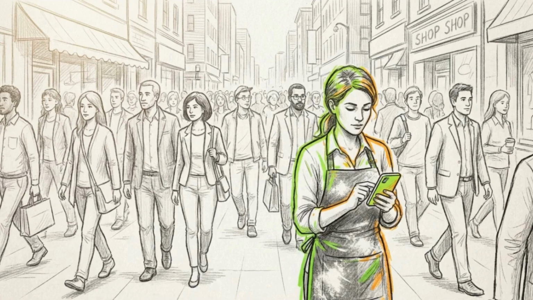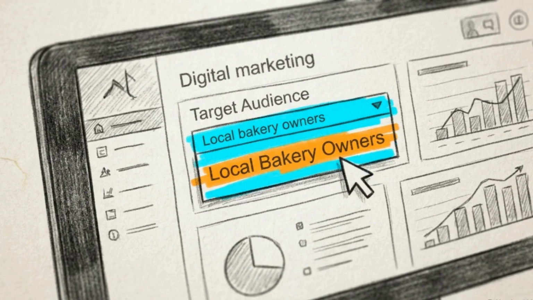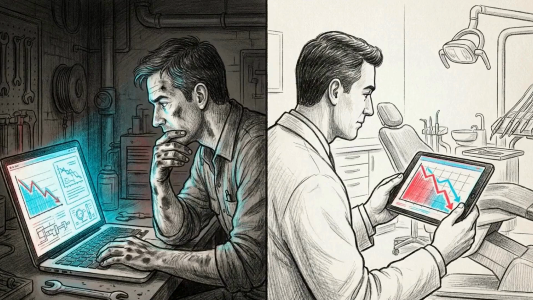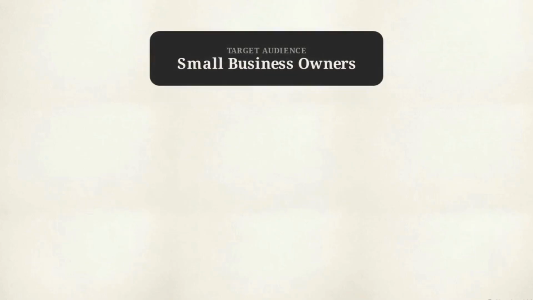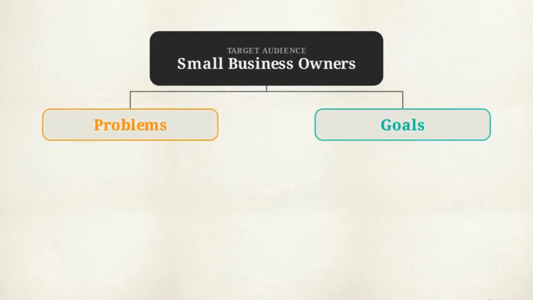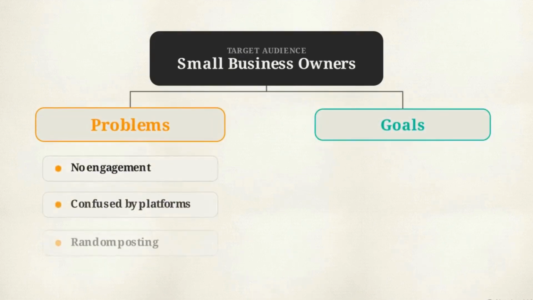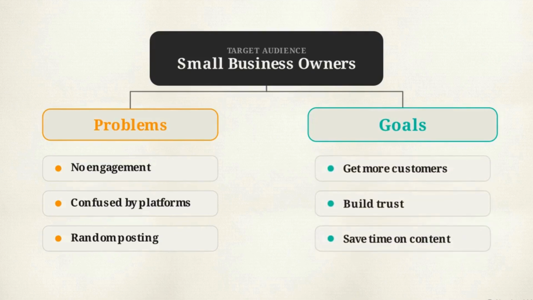You cannot say everyone is your target audience. That approach is too broad to be useful. You have to narrow it down to a specific niche, like local service businesses struggling with online visibility, or dental clinic owners who need digital marketing. Once you have that specific group, create a simple binary map. On one side, list the specific problems they are facing. On the other side, list the goals they actually want to achieve.